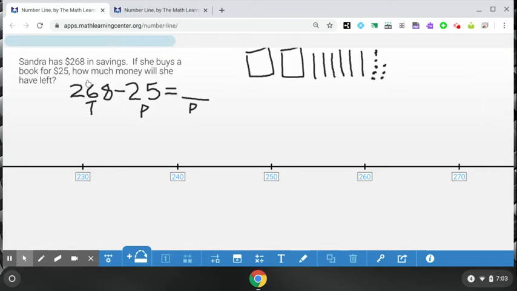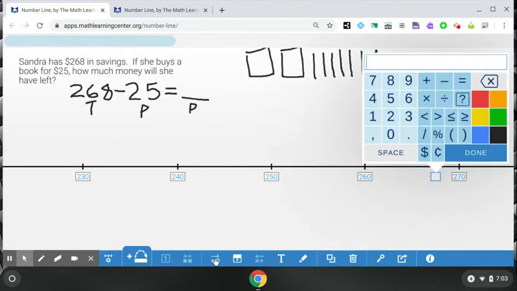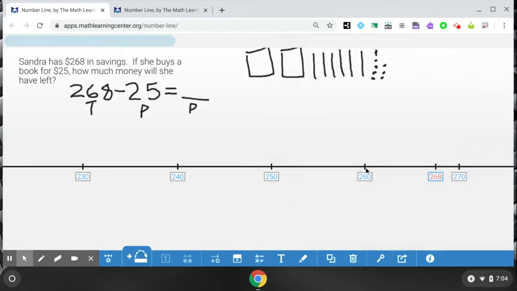So we notice that we have 268. 268 on our number line is almost 270. Here's 260. You remember this is that middle spot, 265. So 268 would be right about here. So that's our amount of money we're starting with. And then we have to take away 25.